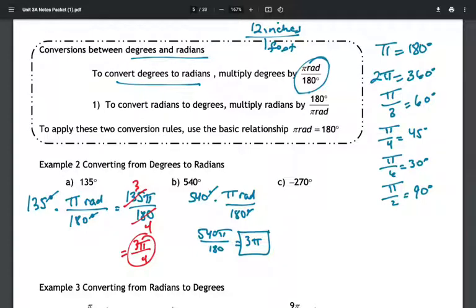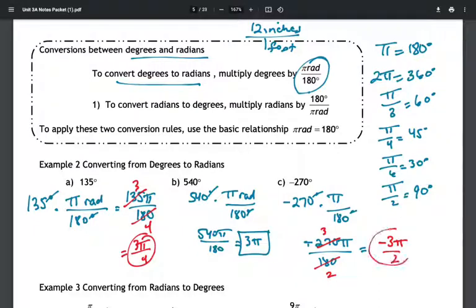Okay, next we've got negative 270, so negative 270 degrees times pi over 180. So multiply straight across, we get negative 270 pi over 180. By the way, that 180 had degrees, and those degrees ended up canceling out. All right, so when I simplify this, I know that 90 goes into 180 twice, and it goes into 270 3 times, so this is negative 3 pi over 2.